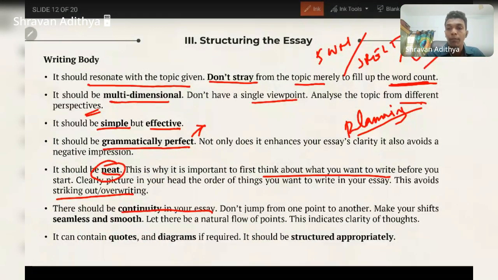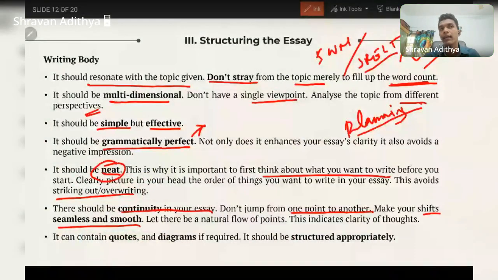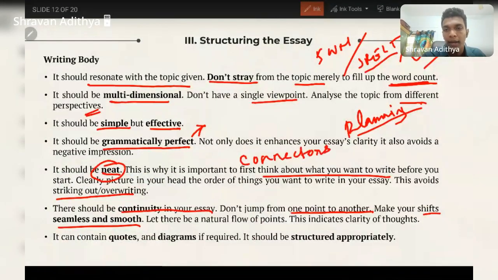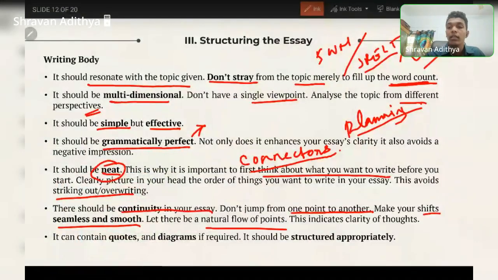And there should be continuity in your essay. Do not jump from one point to another. Make your shift seamless and smooth. Even in an approach like SPELT, the transition should be seamless and smooth. You cannot just talk about the social angle in one point and immediately start the political angle in the next point. You need to use connectors, certain words about which we will see in the next slide. Those connectors have to be used perfectly to ensure there is connectivity and coherence in your essay. There should be a natural flow of points, which will indicate that you are thinking with clarity.